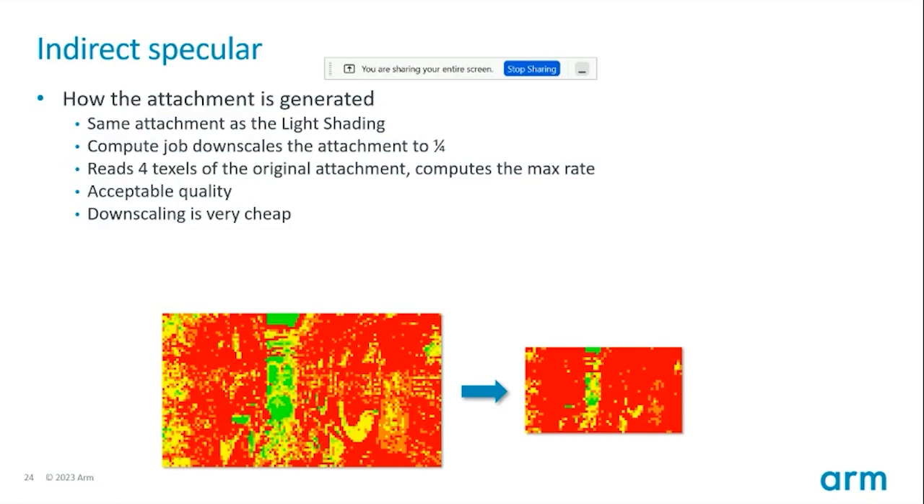So we use a compute job to do that. This compute job, each thread will simply read 4 texels, see what the maximum rate is of those, and output the results to the downscaled image. This gave us acceptable quality, and the downscaling is practically free.